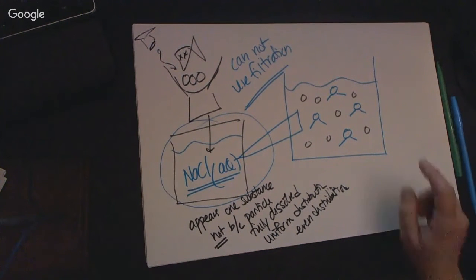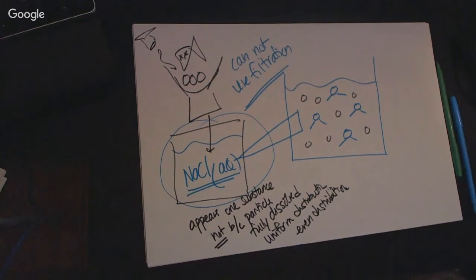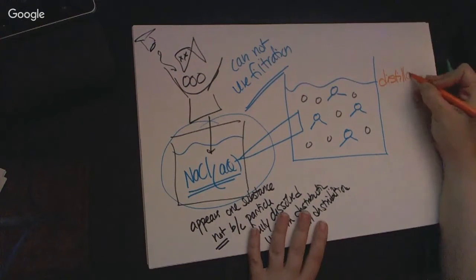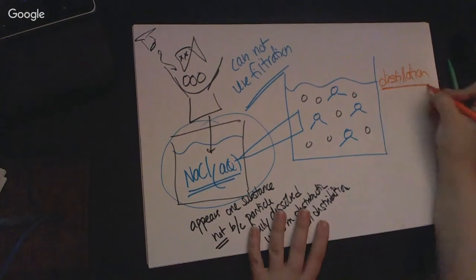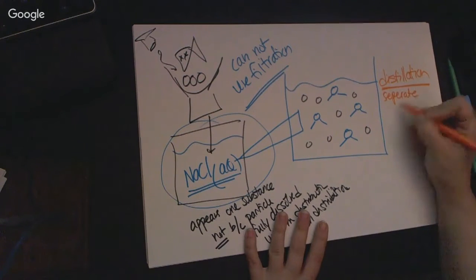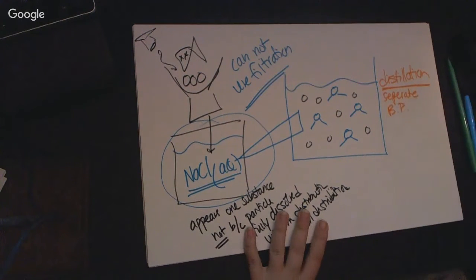All right, so let's talk about this picture. Basically what's happening here is you have these particles and they are fully dissolved or uniformly mixed. You cannot use filtration because they are uniformly mixed. You can separate this, but you have to use a different method, and the name of this method is called distillation. Have you ever heard of distilled water? With distillation, you are going to separate these things by their boiling points.